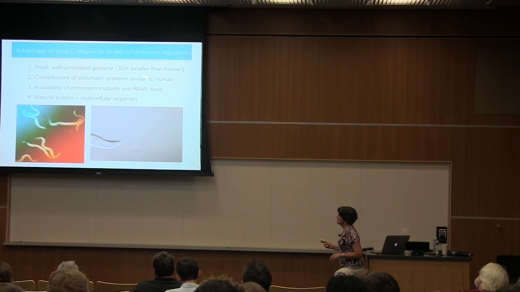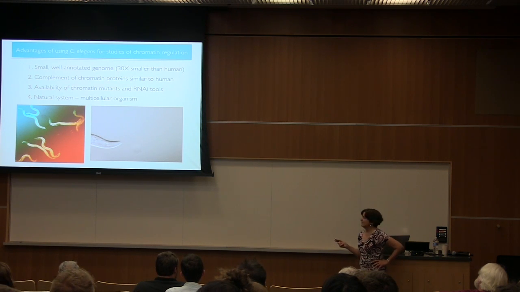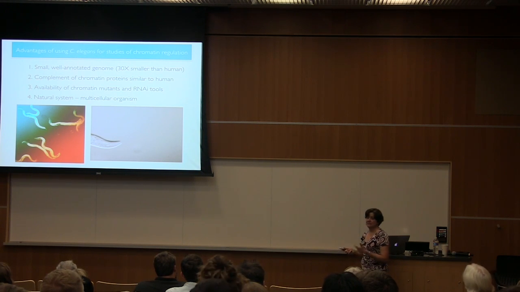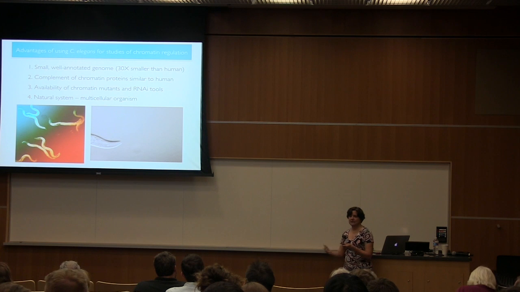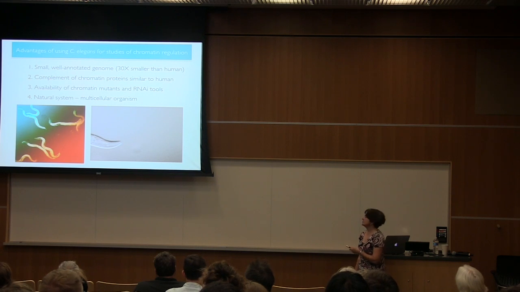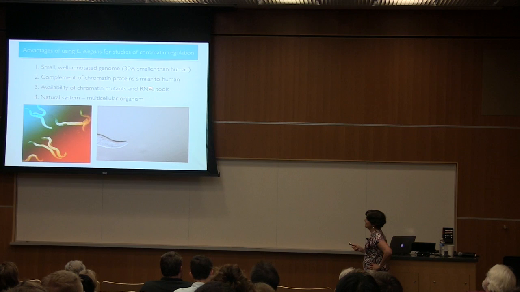I don't have to convince you that the worm is a good model system, but just to point out for looking at chromatin regulation, a really great thing is we have a very small, very well annotated genome in the worm, and it's 30 times smaller than the human or mouse genomes, and that makes high throughput studies a lot faster and a lot cheaper. There's a complement of chromatin proteins really similar to human, and that means that the things that we learn are applicable. We have a lot of chromatin mutants, a lot of temperature sensitive mutants, which are very useful. RNAi we can access to turn off genes at will, and now obviously with CRISPR, everyone is embracing that.